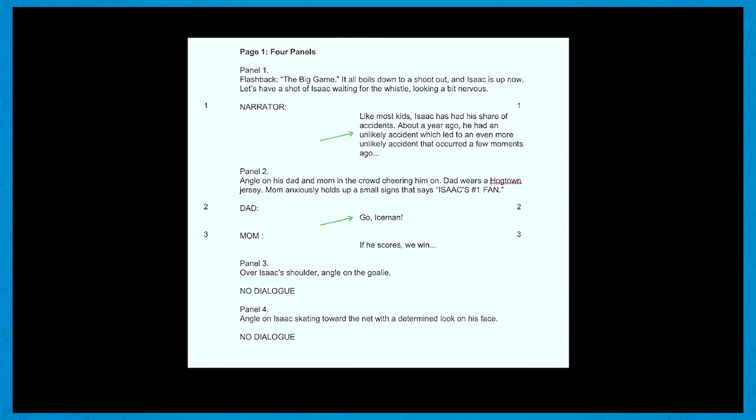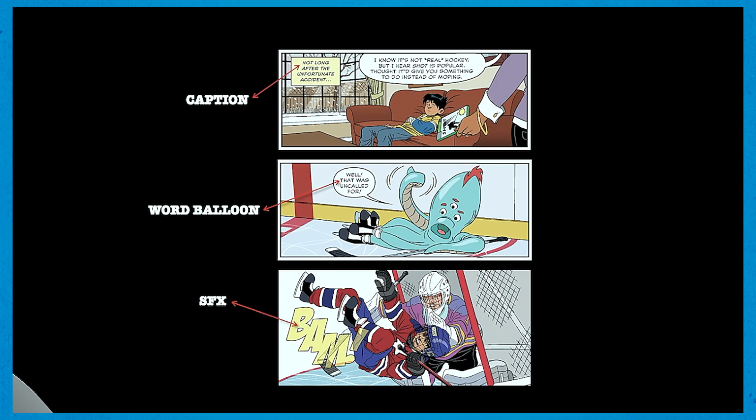Along with directions and suggestions for the art, a script also needs to include any text that goes on each page and in each panel. Check out the green arrows here to see the narrator's text as well as some dialogue from the characters on this page. The text from the script is placed in caption boxes for any narration, location markers, or timestamps. Dialogue goes in word balloons or thought balloons. And lastly, you have SFX or sound effects to indicate sounds, noises, or even dialogue in big bold letters or some special font or style.